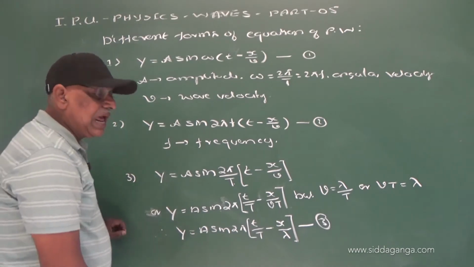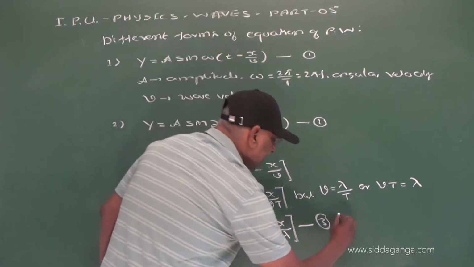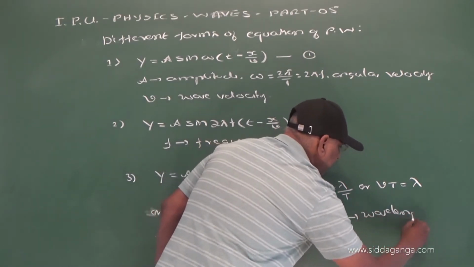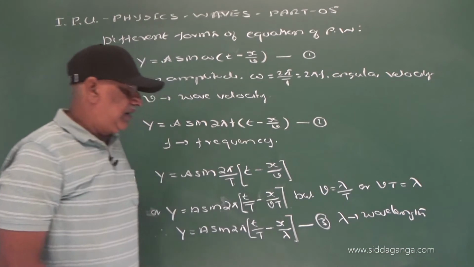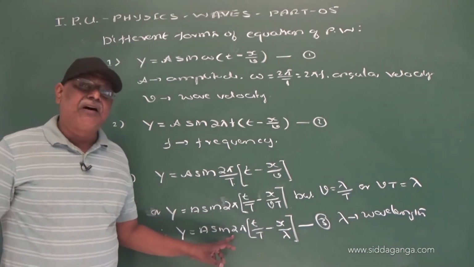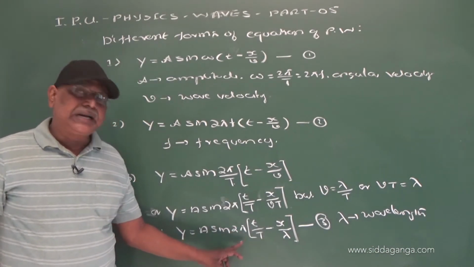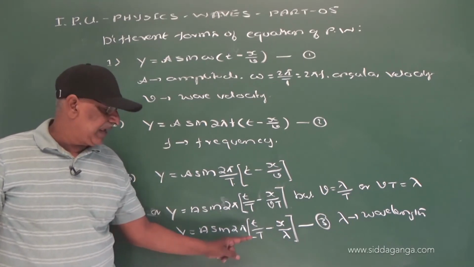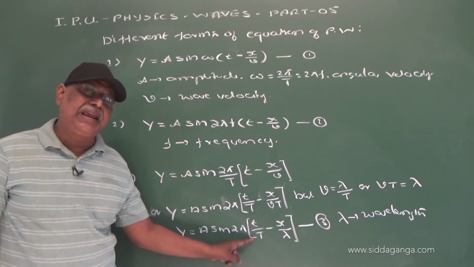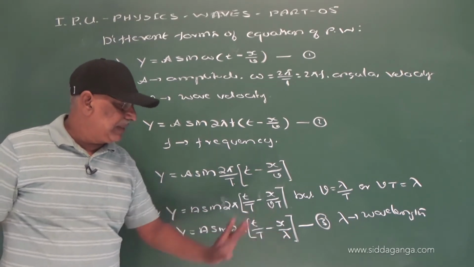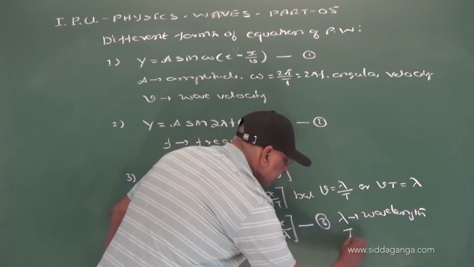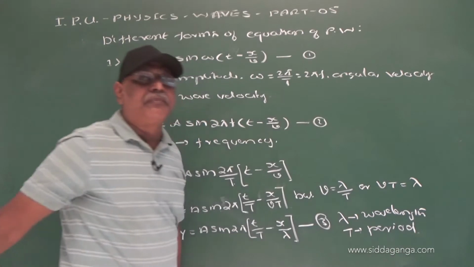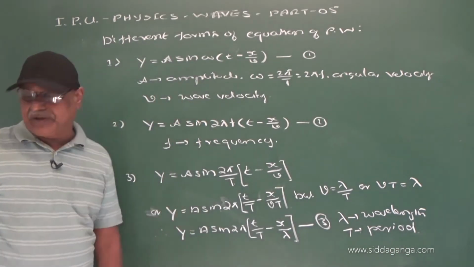Here λ is the wavelength of the wave. So this is the third form of the equation. It gives the displacement or wave equation in terms of time period T and wavelength λ. Here again, T is the time period. That is the third equation.